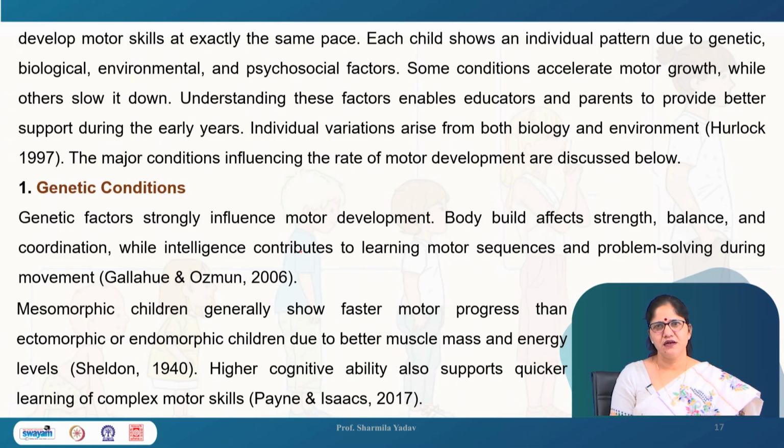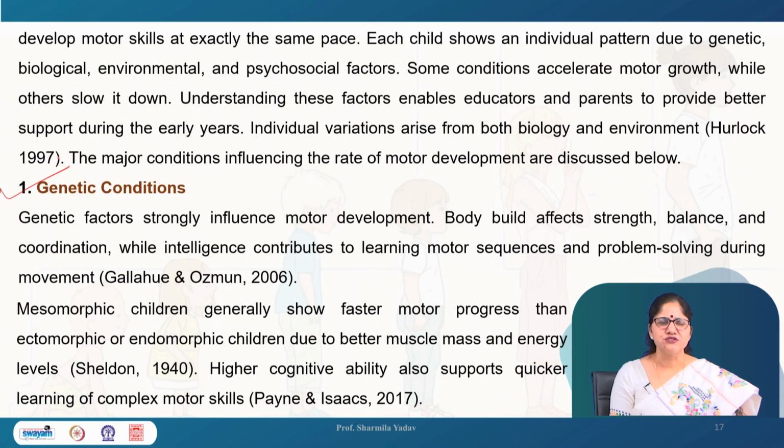Individual variations arise from both biology and environment, and the major conditions influencing the rate of motor development are here. First condition is genetic condition. Genetic factors strongly influence motor development. Body build affects strength, balance, and coordination, while intelligence contributes to learning motor sequences and problem solving during movement.